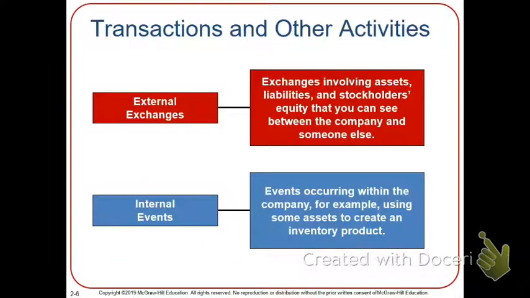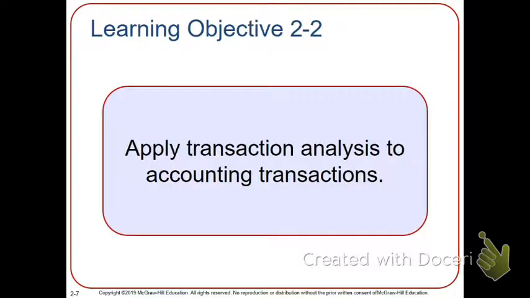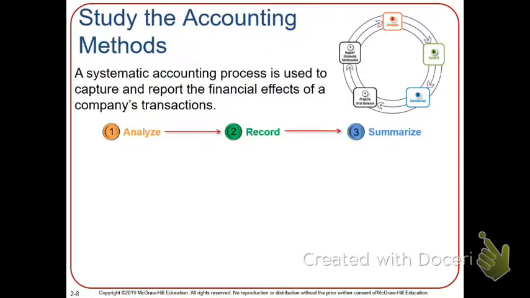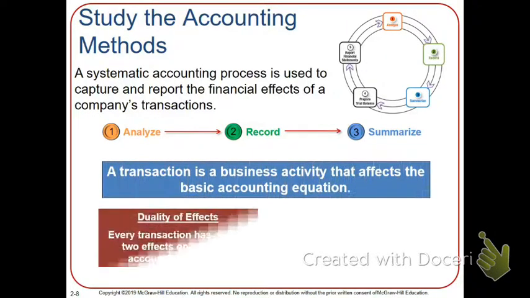All right, so when we're looking at transactions that happen within a company, we have external events and internal events. The external ones involve assets and liabilities and are the ones we can see between a company and somebody else, whereas the internal ones only happen from within a company and usually involve some type of asset or product or inventory. We're focusing on those external events. So we're going to start looking at how we analyze, record, and then summarize these transactions.